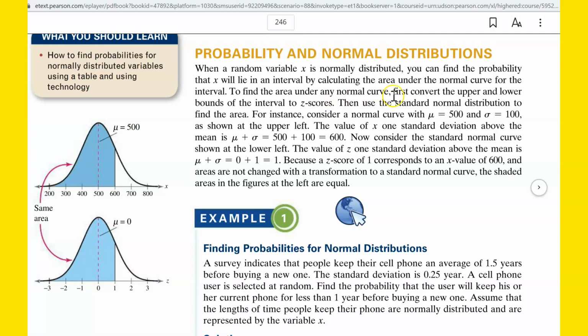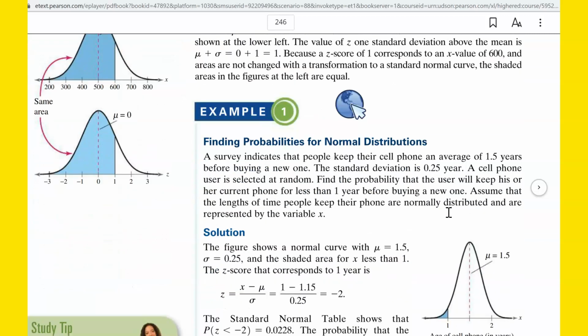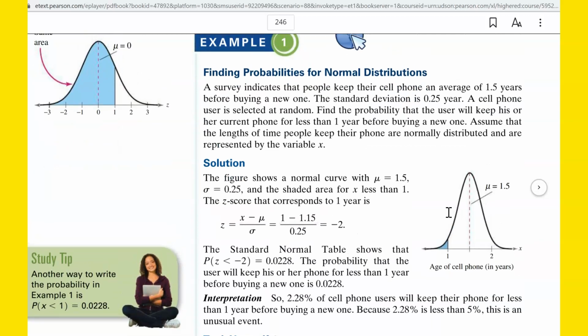So to find the area under any normal curve, first convert the upper and lower bounds of the interval to z-scores. You actually don't have to do that. You would have to do that if you didn't have a calculator. If you had to use tables, you would have to convert whatever value you're talking about for any normal distribution to a z-score, and then use the standard normal table in the back of the book or that you would find somewhere. But because we have the TI-84 calculator, there's really no reason to have to do that, because the calculator will do that for us without that kind of conversion. So let's just get on to the examples and we'll show you how to do it in the calculator.